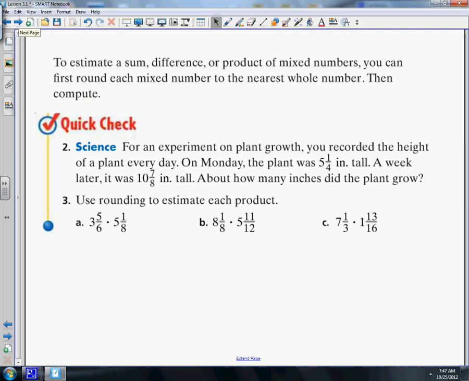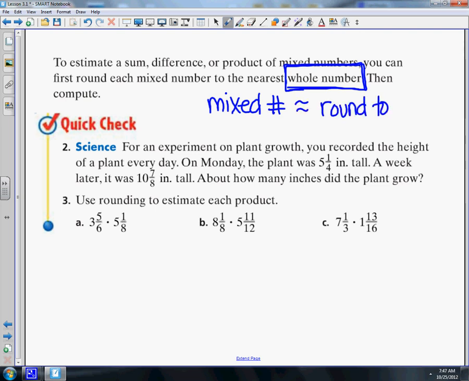All right, to estimate a sum, difference, or product of mixed numbers, you can first round each mixed number to the nearest whole number and then compute. So what they want you to do here is round it to the nearest whole number. So write this down. If it's a mixed number, I'm going to round to the nearest whole number.